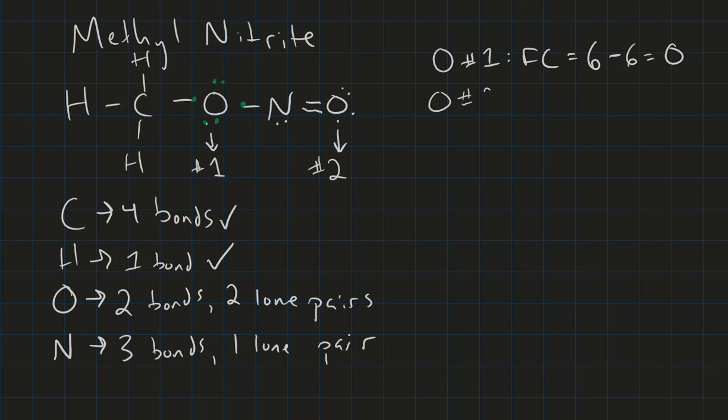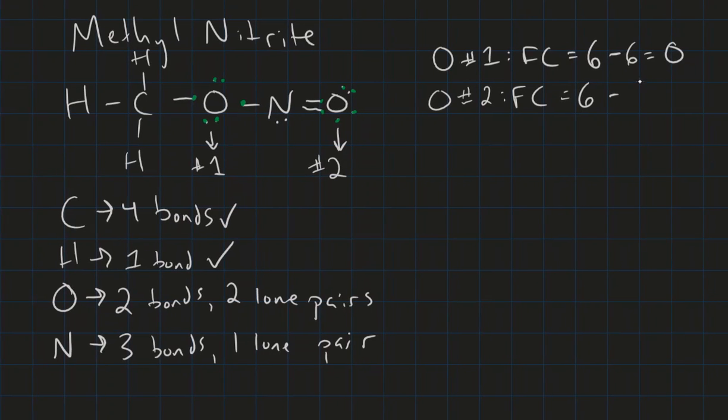So oxygen number 2, its formal charge is equal to 6 minus how many it is responsible for here: 1, 2, 3, 4, 5, 6. All right, so that means we have a formal charge of 0 on both of these oxygens, which is fantastic. But now let's talk about resonance.